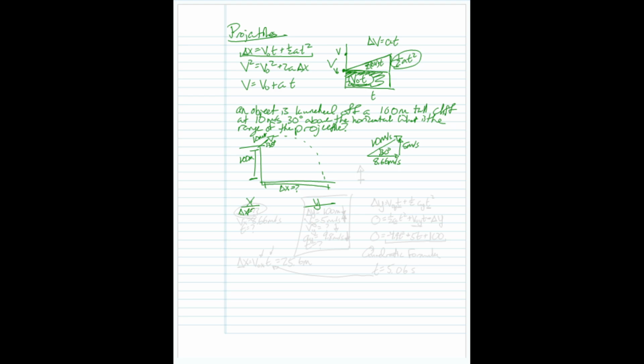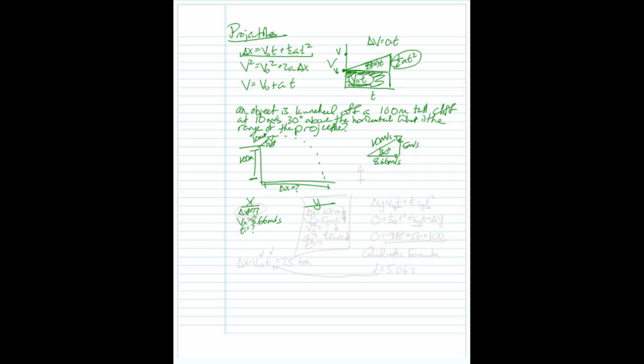In the x direction, I'm trying to find the horizontal position. I know that my horizontal speed is 8.66 meters per second. Horizontal speed is constant because our object will never accelerate in the horizontal direction, because the only force acting on a projectile is gravity, and that only acts downwards towards the center of the Earth.